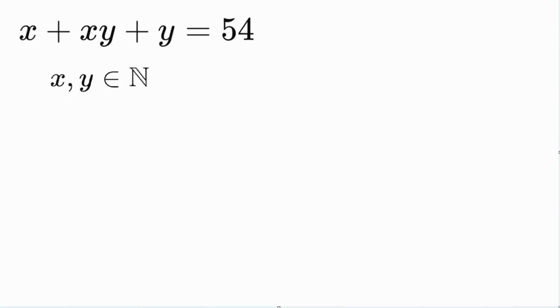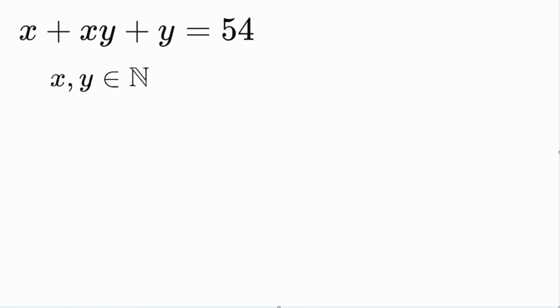Today I brought you guys this problem here. X plus x times y plus y is equal to 54. What we need to do is find values for x and y, values that fill in the variables. But here we have a certain prerequisite: x and y have to be in this N value, and this N means they have to be natural numbers, which means they have to be positive whole numbers, okay?